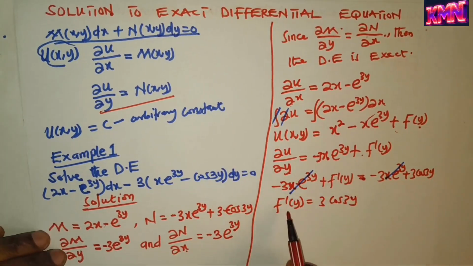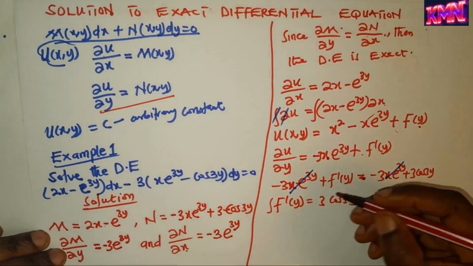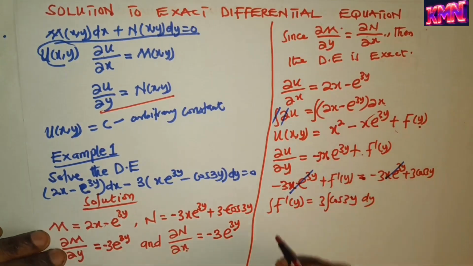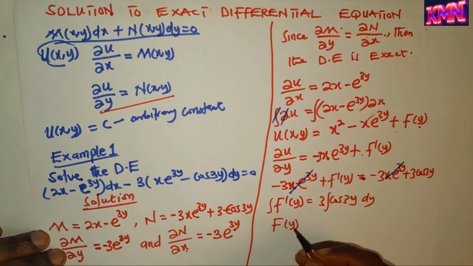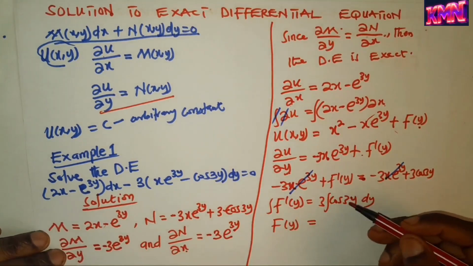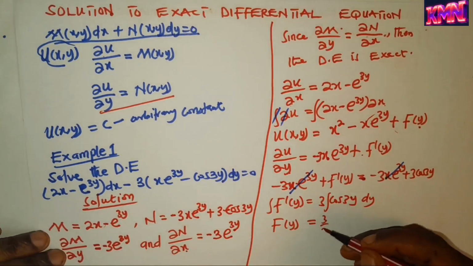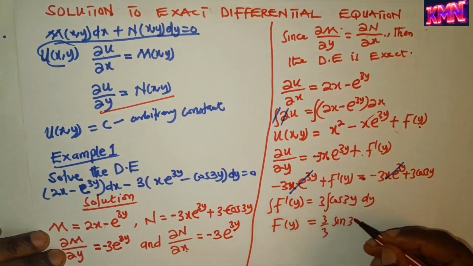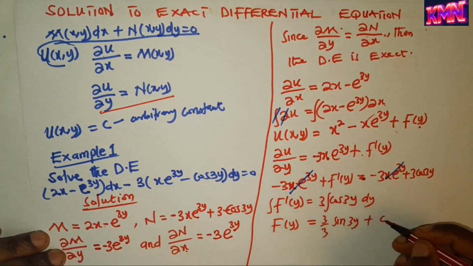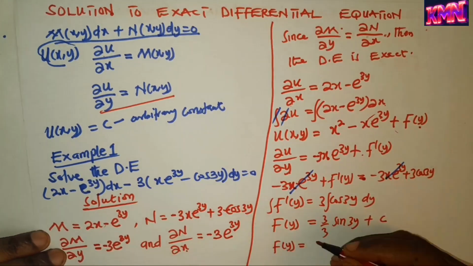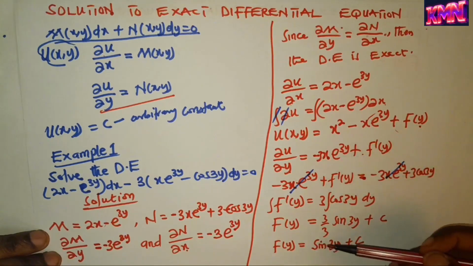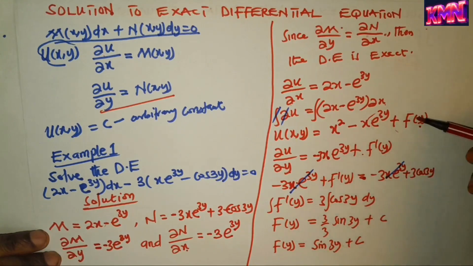In order to get f(y), we integrate with respect to y. When we integrate this, we get 3 on 3, and integrating cosine gives the sine of the same function, plus c. Finally, this gives us sine 3y plus c. So now we can substitute sine 3y plus c over here and our solution becomes complete.